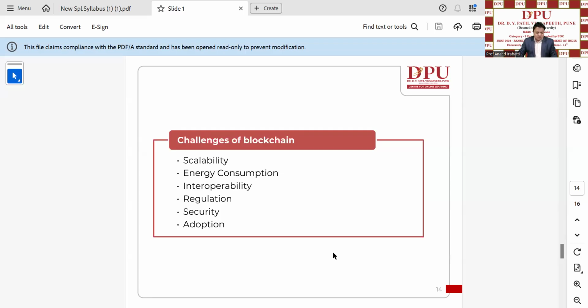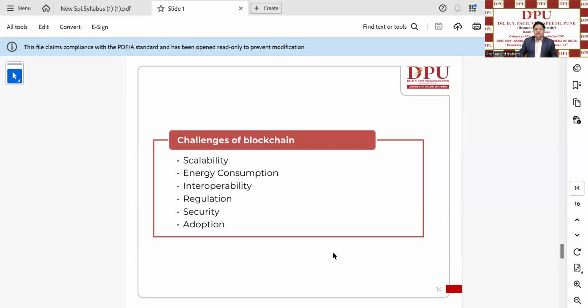So let's understand these challenges in a nutshell. The first challenge is scalability. Scalability means that as and when the transactions increase, it will be difficult to handle a high number of transactions. So that is a challenge.